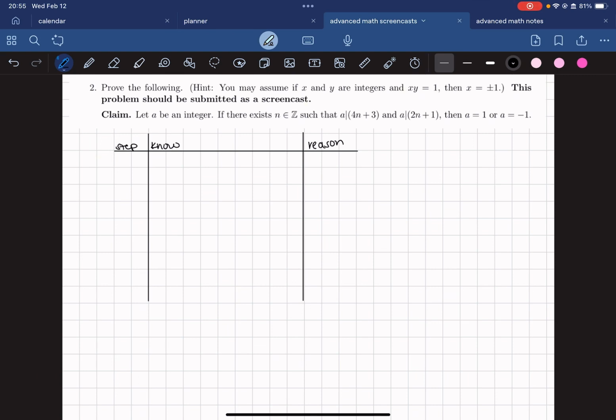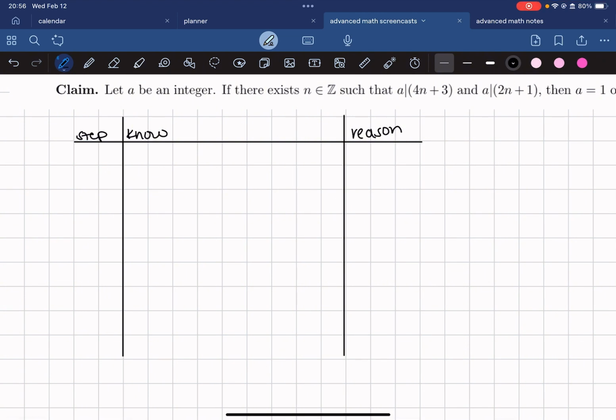The problem says, prove the following. Hint: you may assume if x and y are integers and x times y equals 1, then x is either positive or negative 1. The claim states, let a be an integer. If there exists an integer n such that a divides 4n plus 3 and a divides 2n plus 1, then a equals 1 or a equals negative 1.